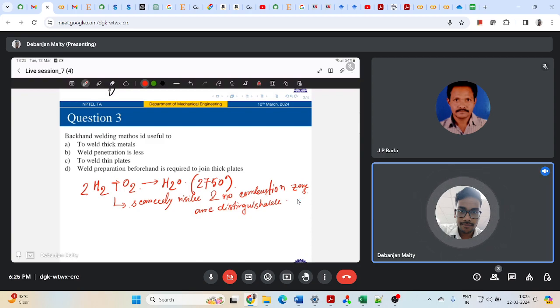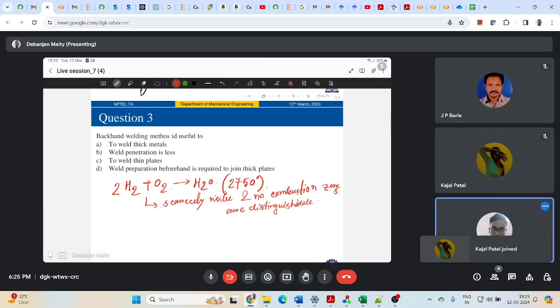In terms of basic features of this oxyhydrogen combustion, if we want to avoid an oxidizing flame, you can set your pressure regulator in such a way that you increase the amount of hydrogen, right? When you are increasing the amount of hydrogen, your flame will be reducing in nature, but not carburizing. Keep that in your mind. So we call it a reducing flame when you are using hydrogen in excess.